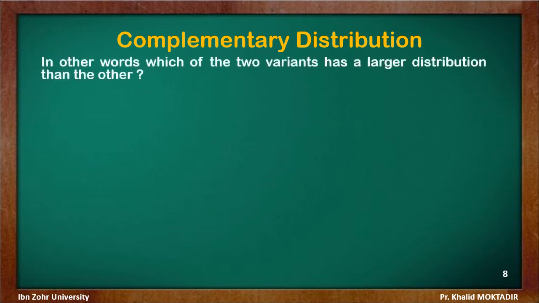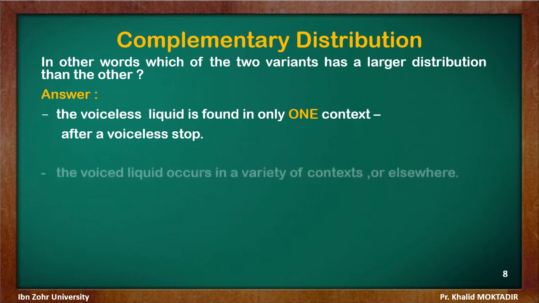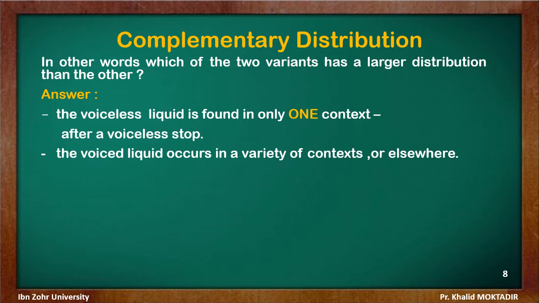Now, in other words, we might say which of the two variants has a larger distribution than the other. The answer is, since the voiceless liquid is found in only one context, that is after a voiceless stop, and the voiced liquid occurs in a variety of contexts, or let's say elsewhere, this voiced liquid satisfies the elsewhere condition.